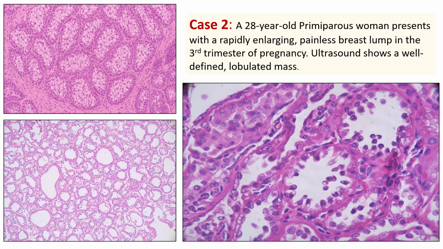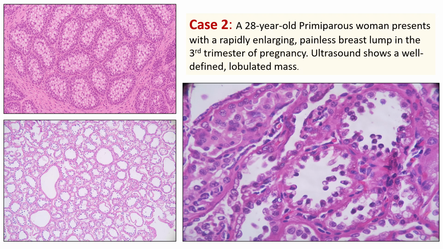Coming to case 2, a 28-year-old primiparous woman presents with a rapidly enlarging painless breast lump in the 3rd trimester of pregnancy. Ultrasound shows a well-defined lobulated mass. Okay, so you can see the details in the clinical details.